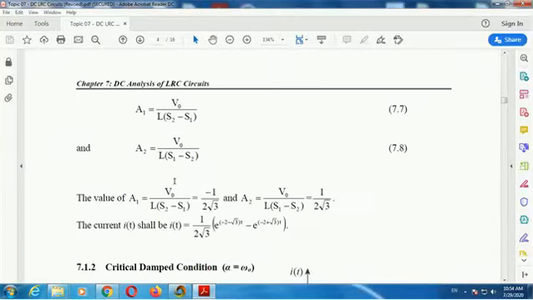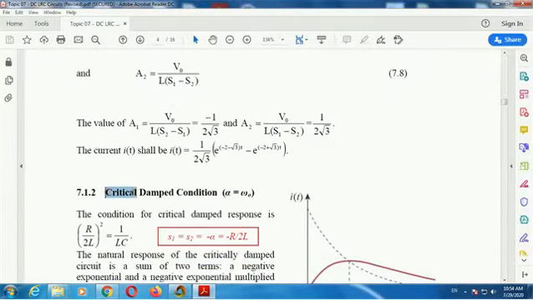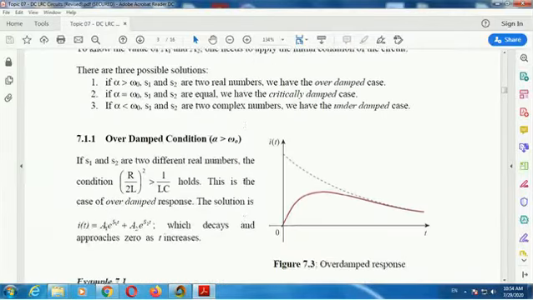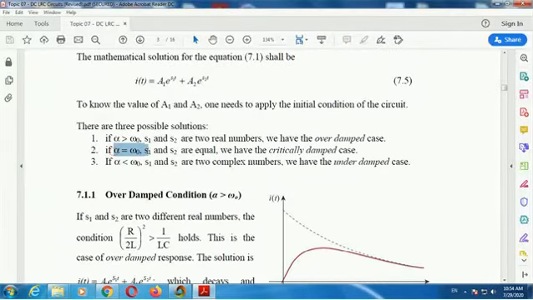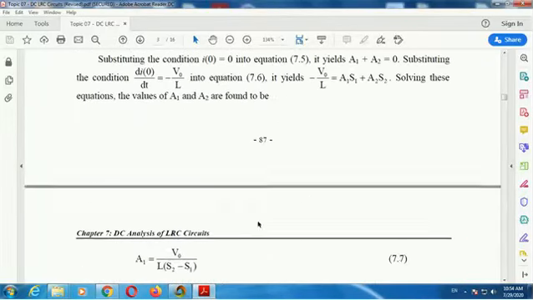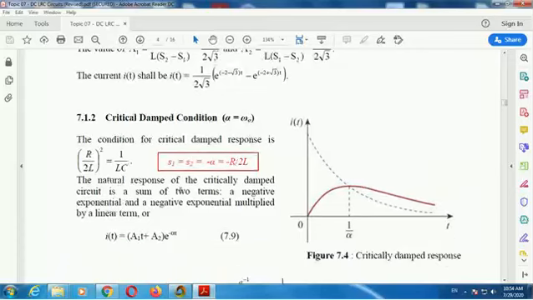Next, second case, critically damped condition. Alpha equal to omega naught. Critically damped condition is alpha equal to omega naught, which means S1 and S2 are equal. We have the critically damped case. These two are equal, meaning S1 and S2 are equal. The two roots are equal.